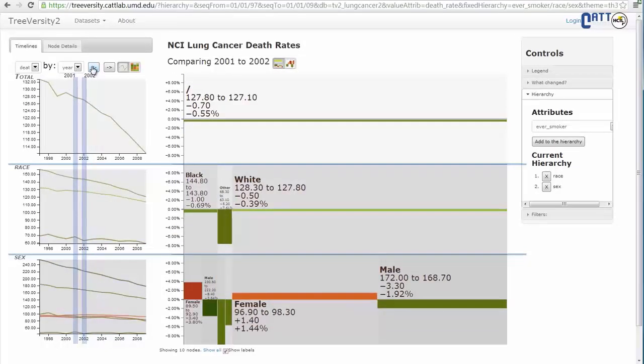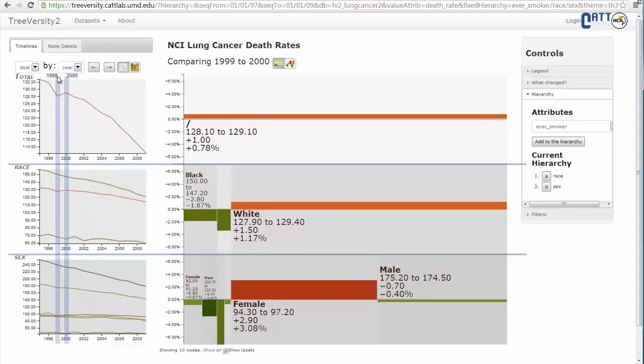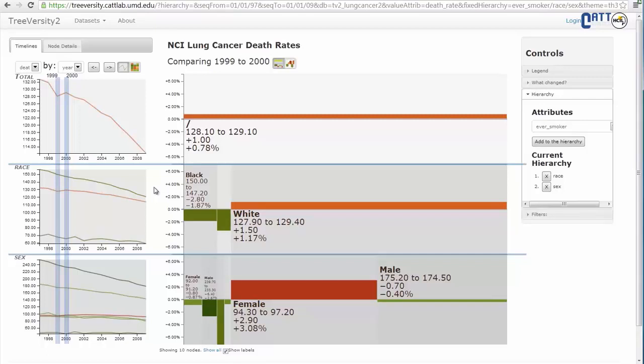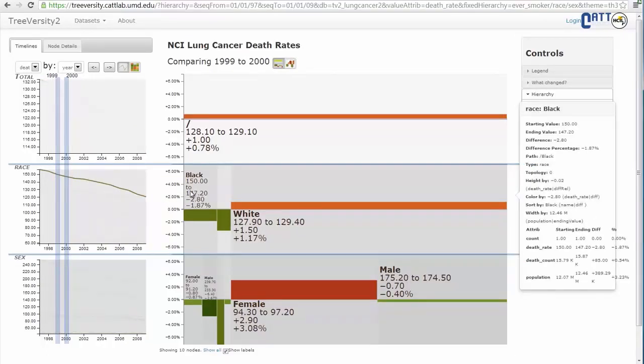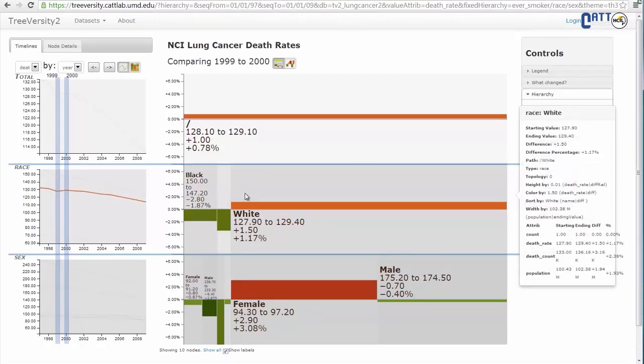To find an interesting one, let's move back to that increase we found before, between 1999 and 2000, where we can see that overall there was that increase of 1 point in the rate. This is interesting because if we look at the different changes by race, we see that both the blacks and the others are actually decreasing. So it seems that the rate increase has been due mainly to this increase of 1.5 in the whites.